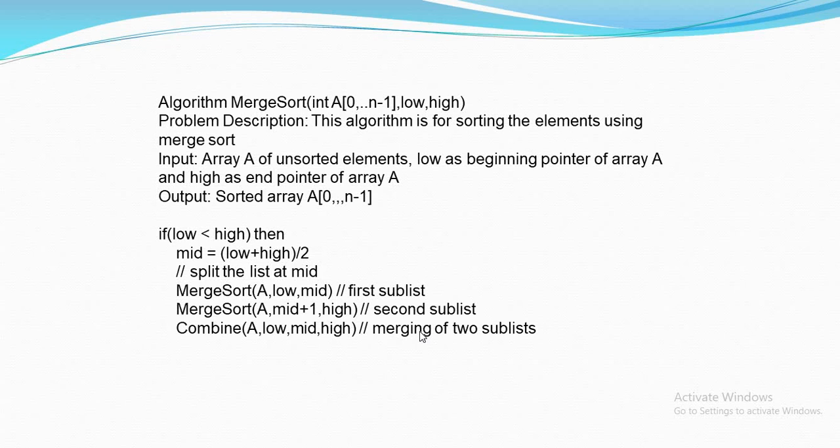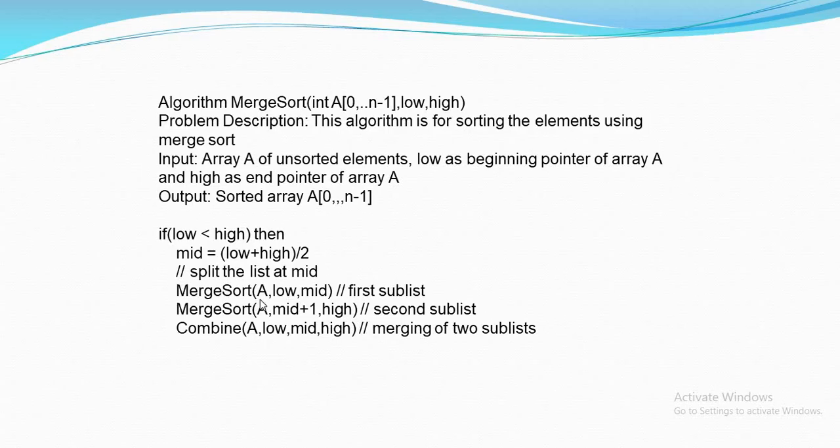Algorithm. The problem description: the algorithm is mainly for sorting the elements using merge sort. The input is an unsorted array, and the output is the sorted elements using the divide and conquer method. First, if low is less than high, then we find the mid value. So we split the list at the mid element, and finally we have two sublists.